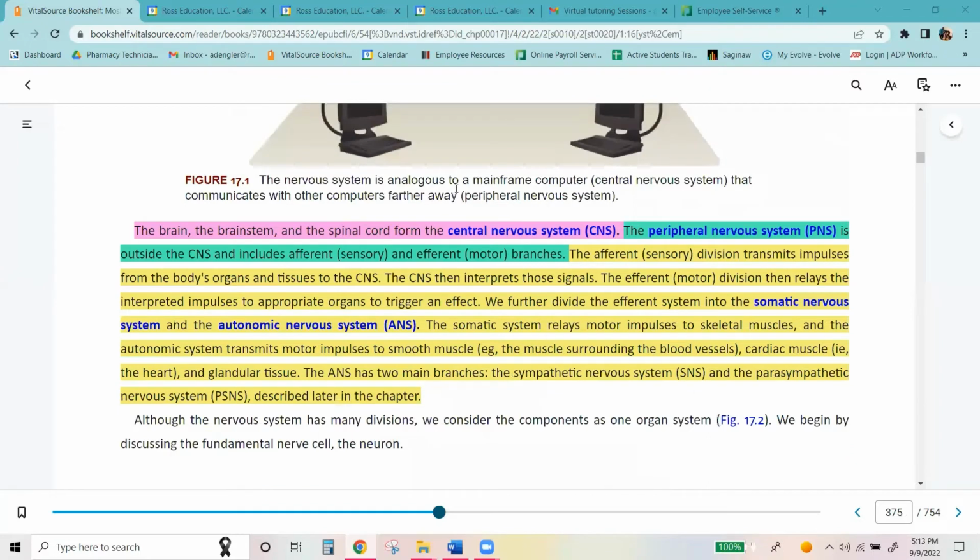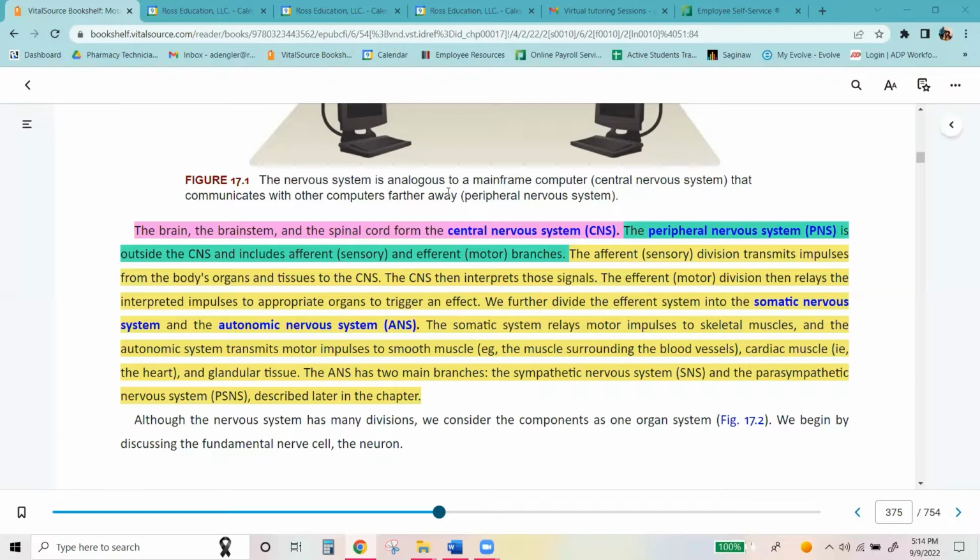The brain, the brainstem, and the spinal cord form the central nervous system, which we commonly refer to as the CNS. The peripheral nervous system, which we commonly abbreviate as PNS, is outside the CNS and includes afferent, which is sensory, and efferent motor branches. The afferent sensory division transmits impulses from the body's organs and tissues to the CNS. The CNS then interprets those signals. The motor division then relays the interpreted impulses to appropriate organs to trigger an effect.